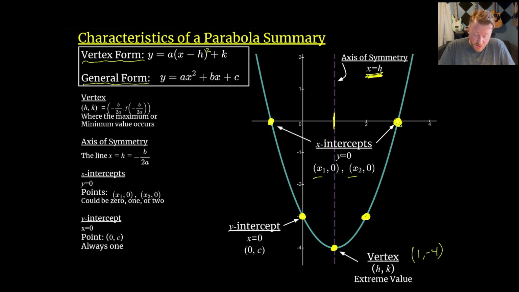There could be 0 x-intercepts. If we had a parabola that lived entirely above the x-axis, then you could imagine there would be no x-intercepts here. It could also be that the parabola just touches the x-axis and bounces back up, which means in this case there would be just one x-intercept. Or it could be the case that we have here where it lives below the x-axis and we get 2 x-intercepts. But those are the only possibilities. So there will either be 0, 1, or 2 x-intercepts.